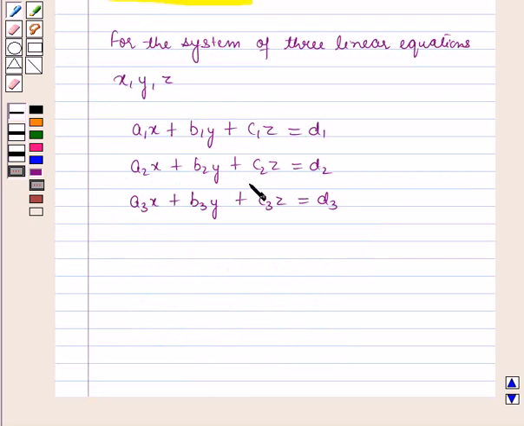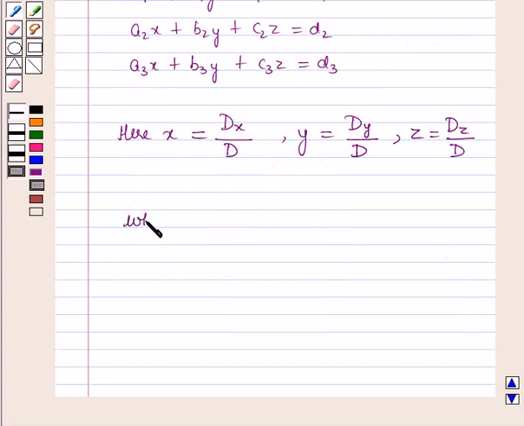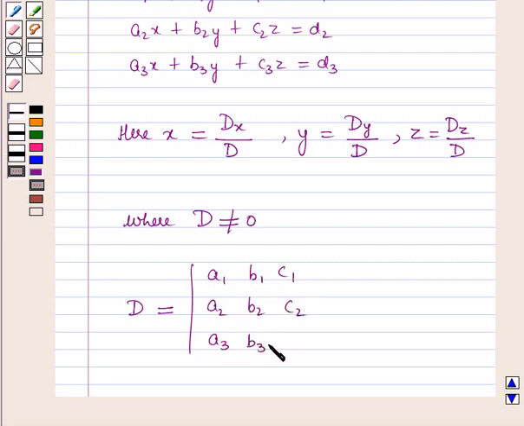By Cramer's rule, we can find x, y and z, and here x is equal to determinant dx over determinant d, y is equal to determinant dy over determinant d, and z is equal to determinant dz over determinant d, where determinant d is not equal to 0. And determinant D is equal to the determinant with the elements in first row as A1, B1, C1, elements in the second row as A2, B2, C2, and elements in the third row as A3, B3, C3.